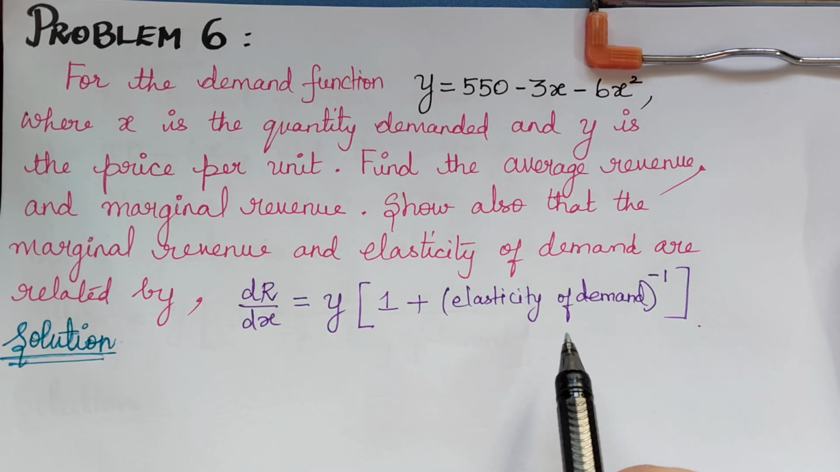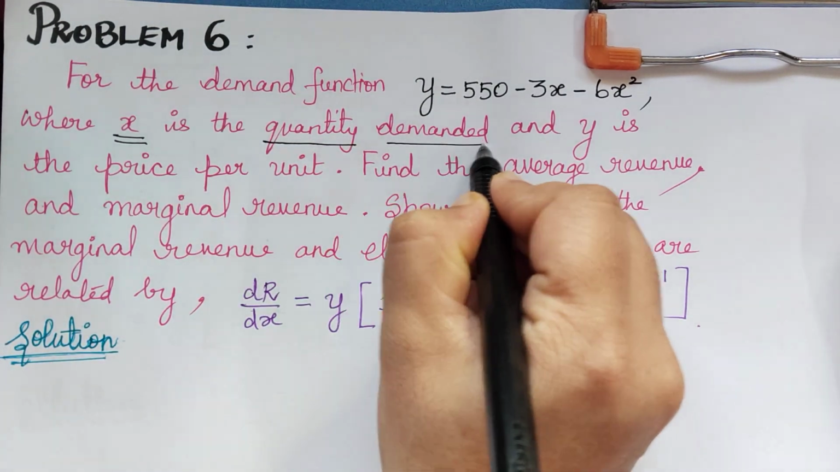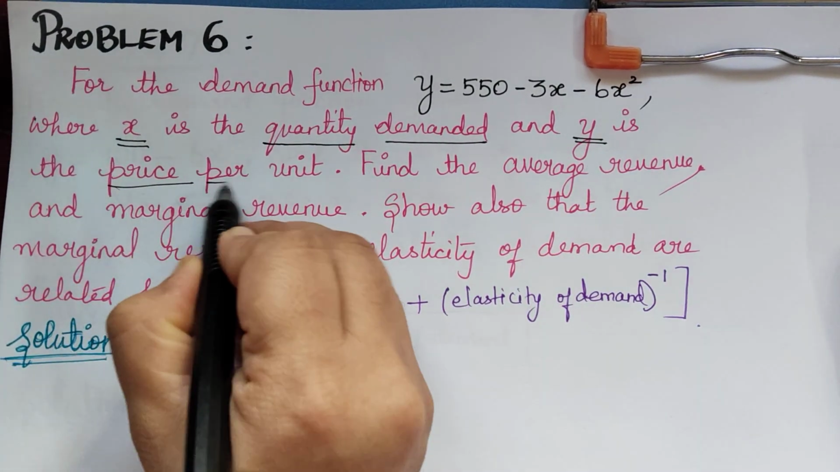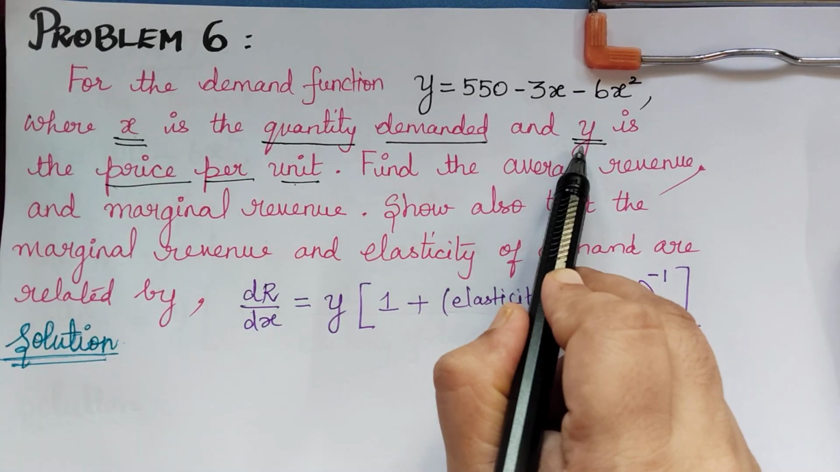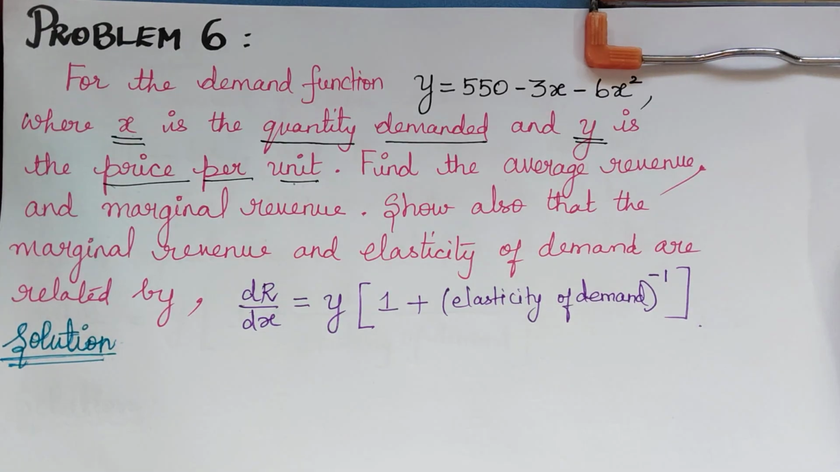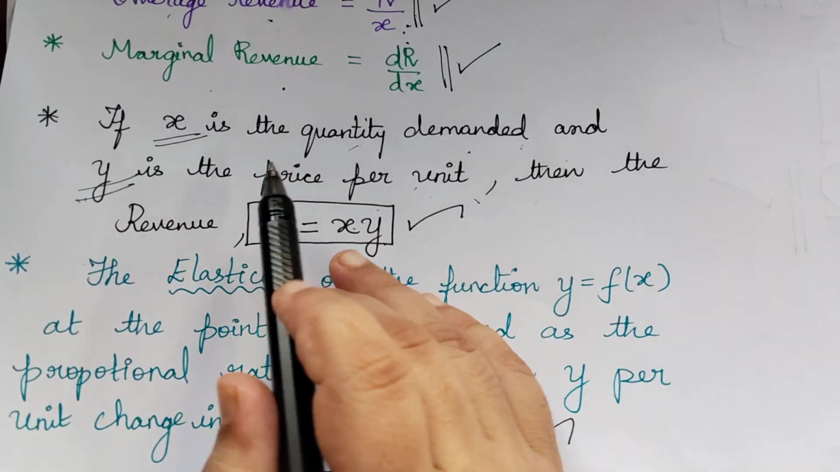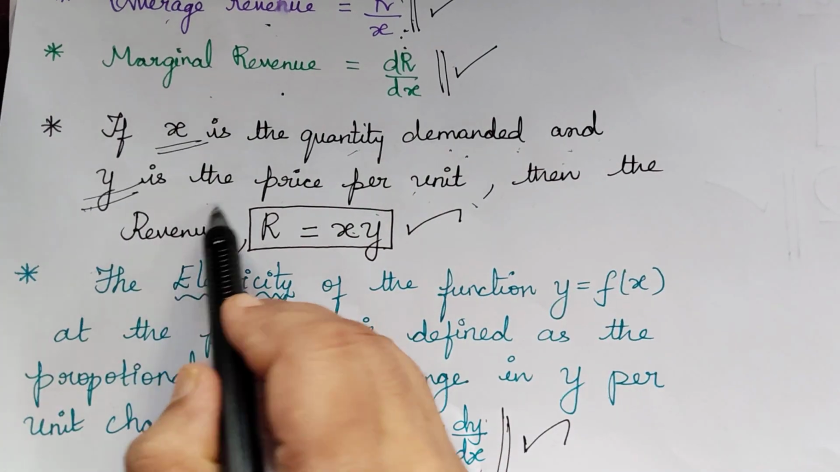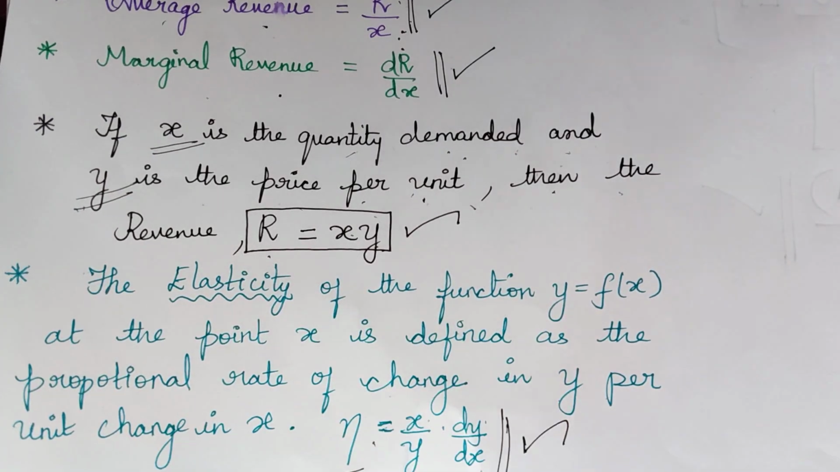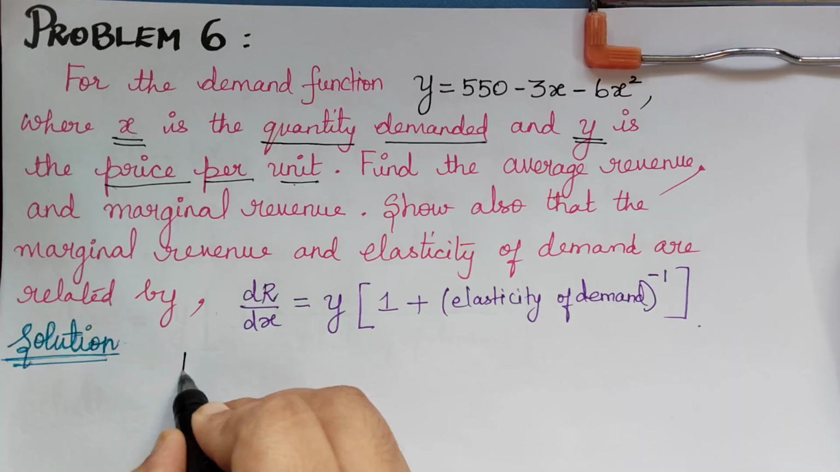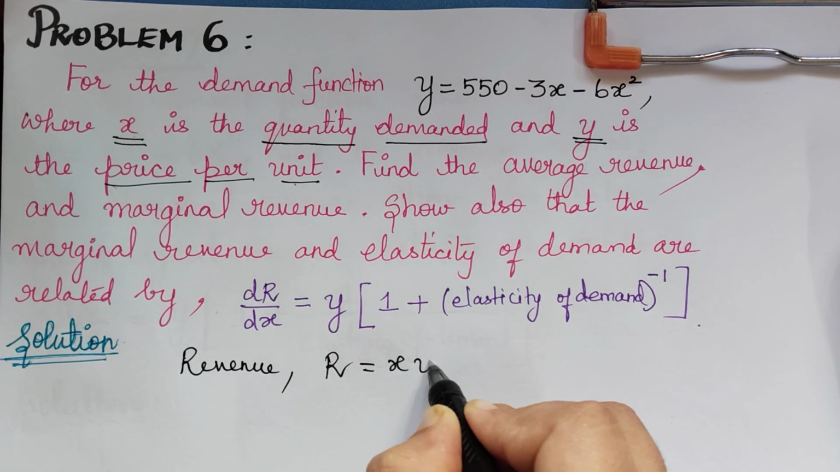Now, in order to solve this problem, first of all, we know that if x is the quantity demanded and y is the price per unit, then the revenue function R is given by the product of x and y. So this I have explained in our introduction lecture. So if you want, I'll show you here. If x is the quantity demanded and y is the price per unit, then the revenue function R is given by x multiplied with y. So using this, we will be finding the revenue R, which is equal to x multiplied with y.